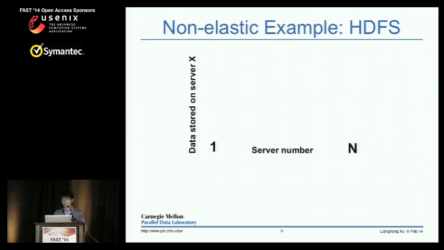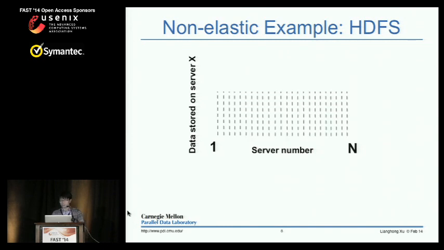servers in the cluster. The x-axis is the server number ranging from 1 to n. The y-axis means the amount of data stored on server x for each point on the x-axis, from 0 to 100% capacity. For clarity, the dashed vertical lines here represent the boundaries between servers.